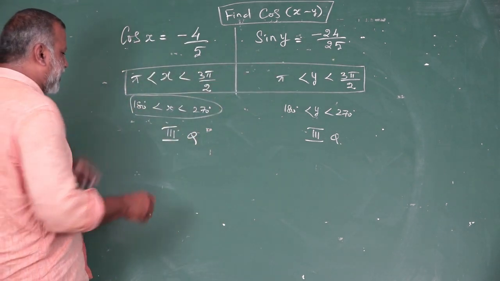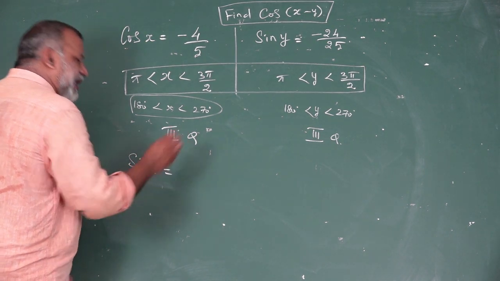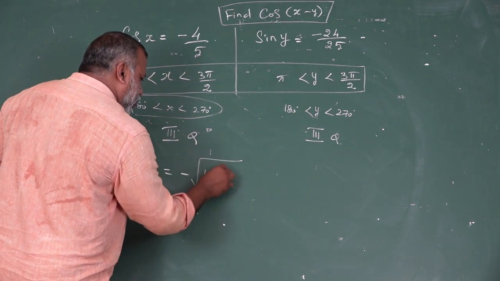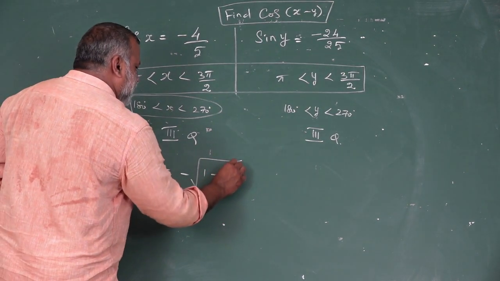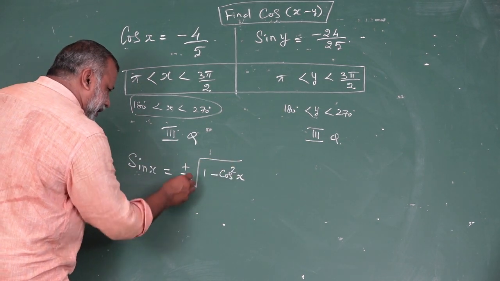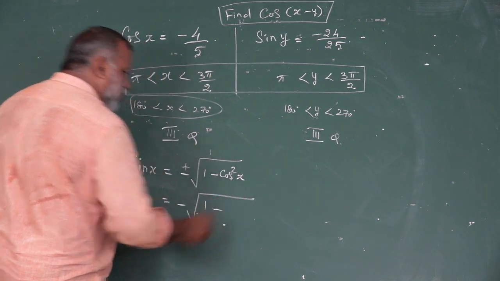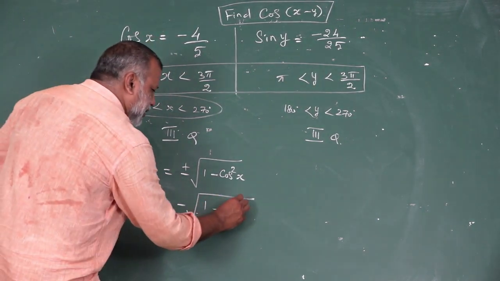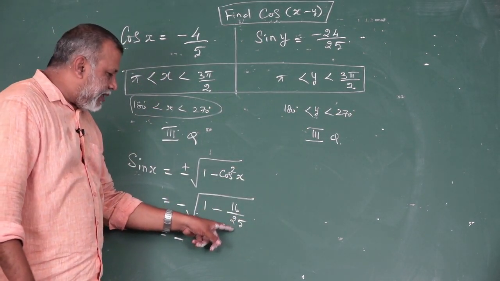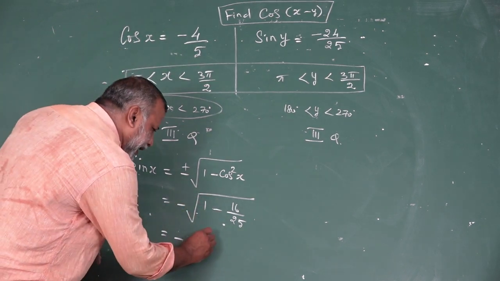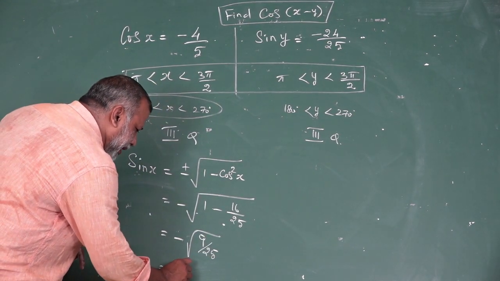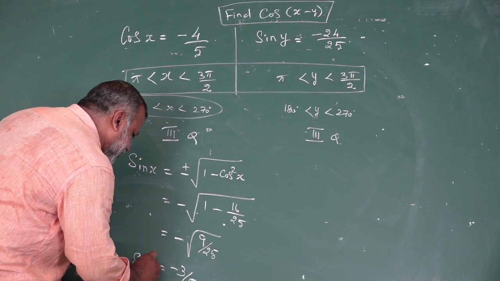Now cos x is already given. Immediately we have to find sin x. Sin x lies in the third quadrant, so straight away use the negative. Negative root of 1 minus, what is the formula? Cos squared x. In general the formula is plus or minus, but it lies in the third quadrant, so write negative root of 1 minus cos squared x. 4 by 5 squared means 16 by 25. Taking LCM and simplifying, 25 minus 16, we get 9 divided by 25. Then square root of 9 by 25 gives minus 3 by 5. This is the sin x value.